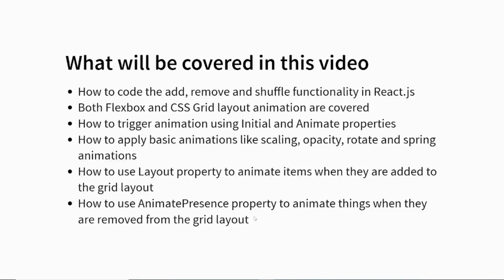So in this video, I'm going to show you how to add the code for the add, remove, and shuffle functionality so that you can test the animation for the different scenarios. Also, I'm going to be covering the Flexbox and CSS grid layout animation, and also how to trigger the animation using initial and animate properties. And also how to apply basic animations like scaling, opacity, rotate, and spring animations.